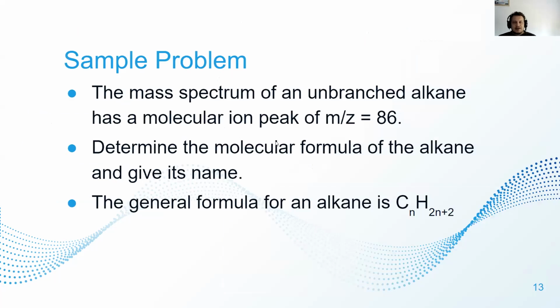So we've got a molecular ion peak of M/Z is 86. What does that tell us about the molecular weight of our alkane? It's going to equal 86. Generally for an alkane, the number of hydrogens is equal to 2 times the carbons plus 2.